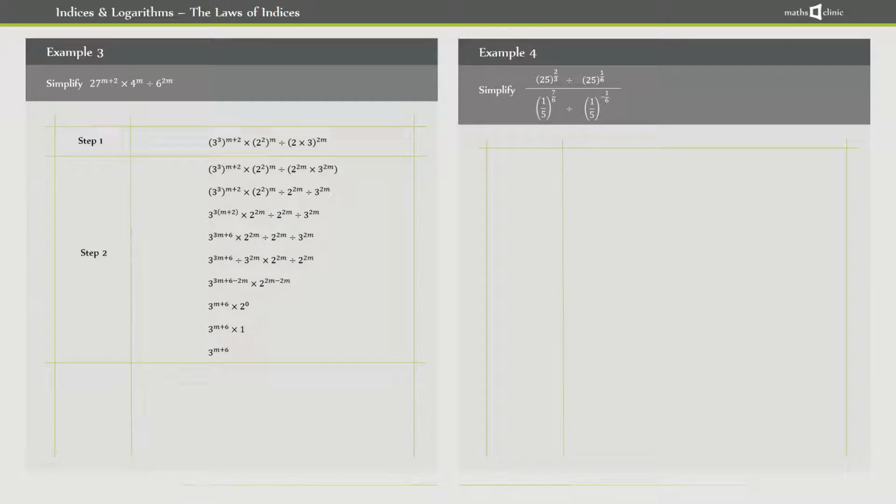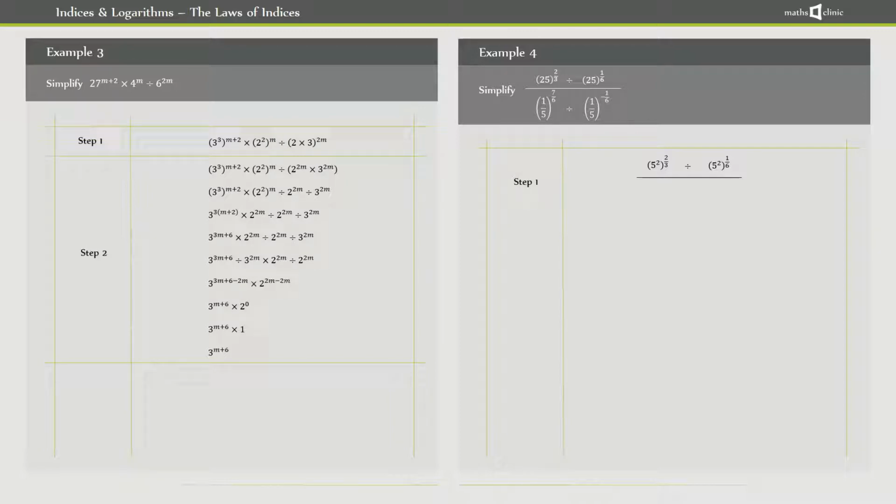You have 25, 25, 1 over 5, 1 over 5. The number is 5. Okay, so let's express all of these in terms of 5s. So 25 is 5 to the power of 2. So we have 5 to the power of 2, to the power of 2 over 3, divided by 25, which is 5 to the power of 2, to the power of 1 over 6.